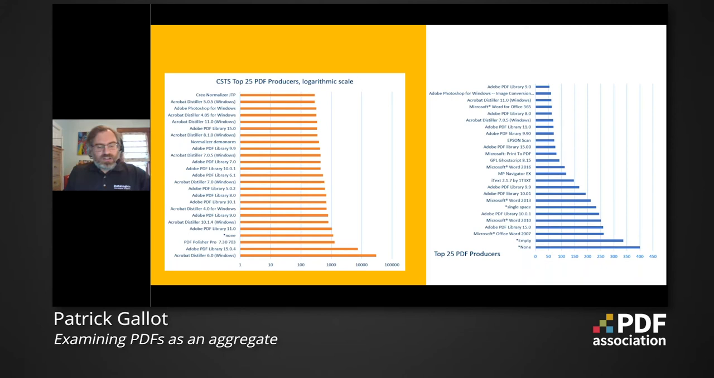Looking at the most common PDF producers, our inside file set is skewed heavily with Adobe producers. There's a fair amount of that in the outside file set, though the most common producer is the unspecified producer, followed by Microsoft Word, edging out Adobe PDF Library. Again, these results are not statistically representative on a global basis, just within the file set.